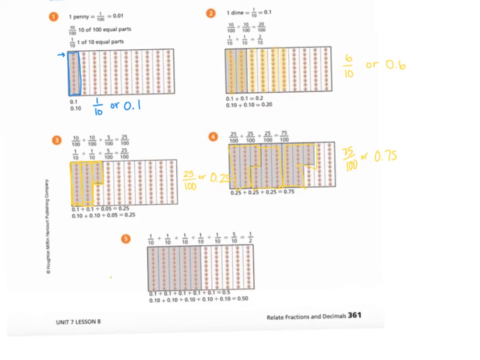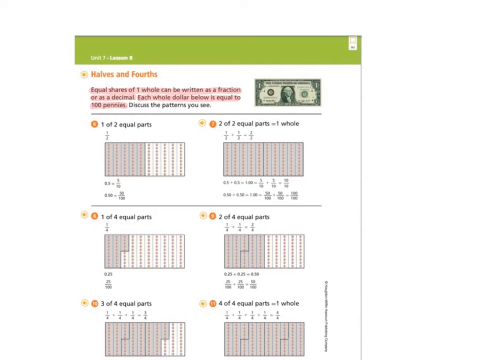So for this last one right here, they're saying, okay, you can write this as 0 and 5/10, or 0 and 50 hundredths. What I'm saying here is I have 5 dimes or 50 pennies. Both of those options are equal. They are equivalent. Okay? Turn your page with me.